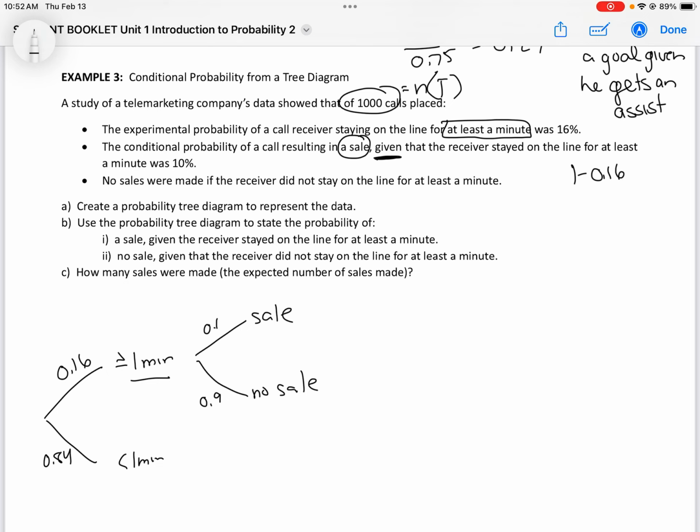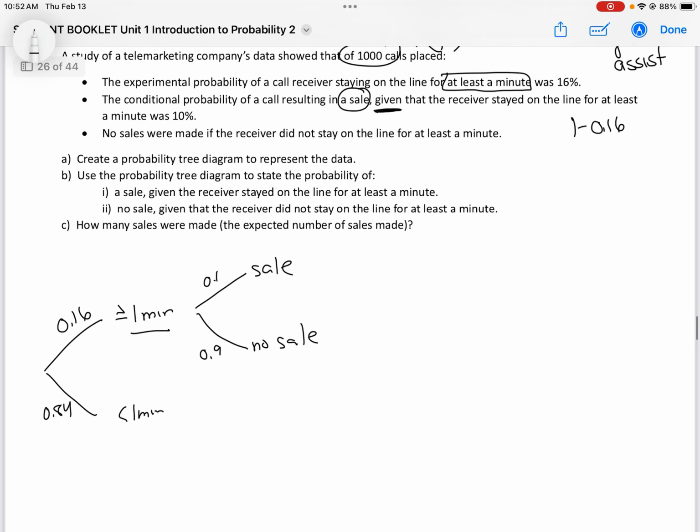Okay, and then we can say no sales were made if the receiver did not stay on the line for at least a minute. So let's locate the less than a minute, and we're still going to have sale or no sale. But this is a little bit different. So the sale is 0. They're not making a sale if the person wasn't on the phone for at least a minute. But 1.0, so 100%, not making a sale.